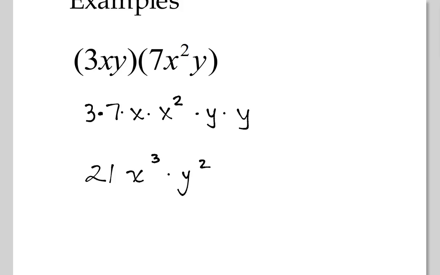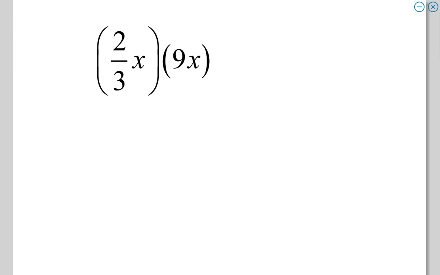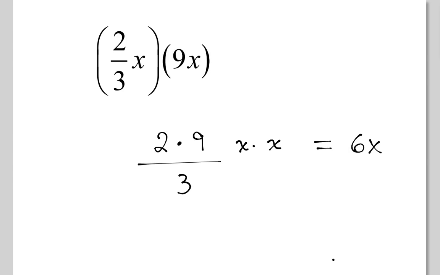X times x squared, there's 3 of them. Y times y, there's 2 of them. And 3 times 7 is 21. How about this one? This would be 2 times 9 in the numerator and a 3 in the denominator, and those x's are in the numerator. 2 times 9 is 18. 18 divided by 3 is 6. So the answer is 6x squared.